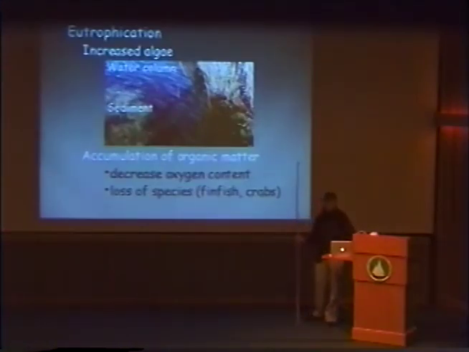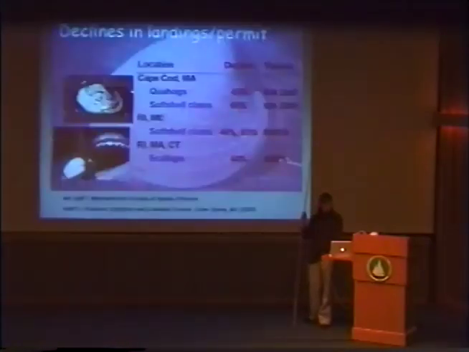So one of the first things that I did that I thought would be particularly interesting to some of you tonight is that I went back to the literature and I said, all right, what can we see in terms of abundance of shellfish or landings of shellfish through time that might tell us a little bit about how shellfish abundances have been changing as our nitrogen loads have been increasing and we've been seeing an increased accumulation of organic matter and eutrophication in our estuaries.